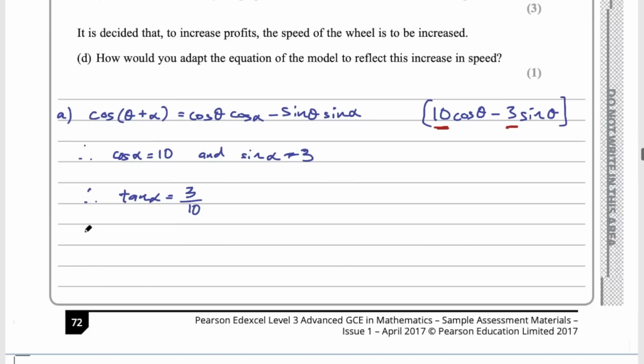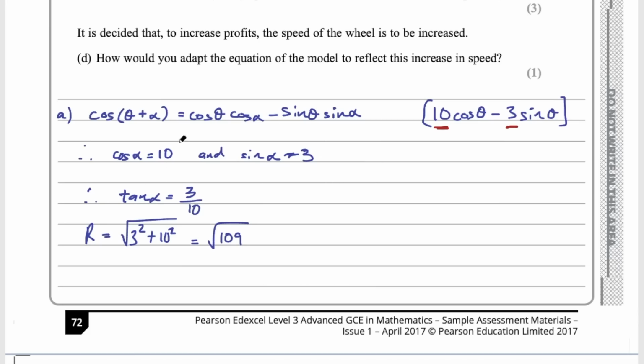And then to find r, we take the square root of the squares of both of those numbers. So that's the square root of 109. So that's the general process of questions like this, where you're asked to take some number cosine x plus or minus another number sine x. You can use this process.